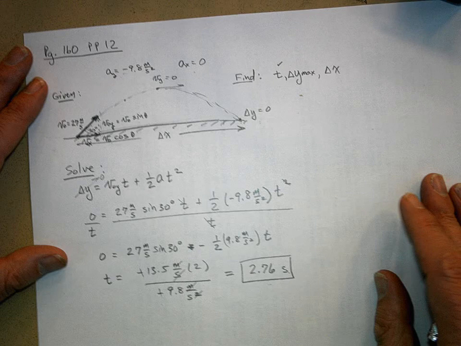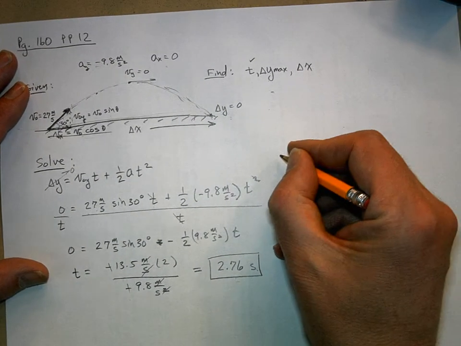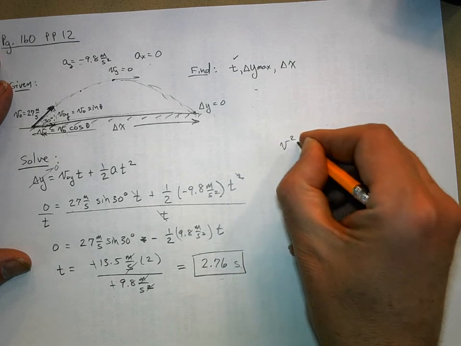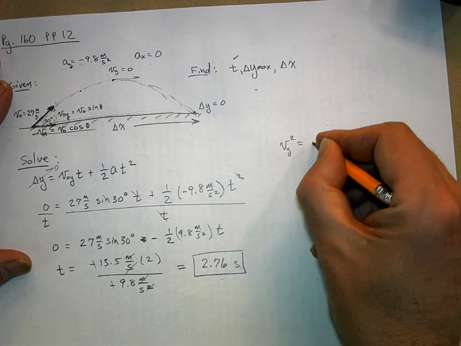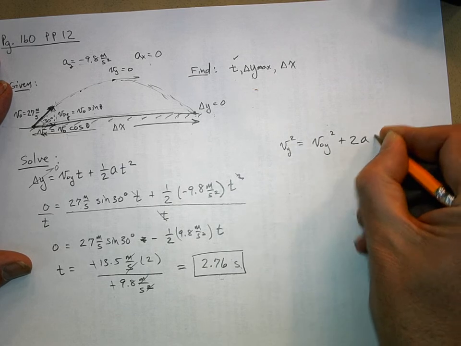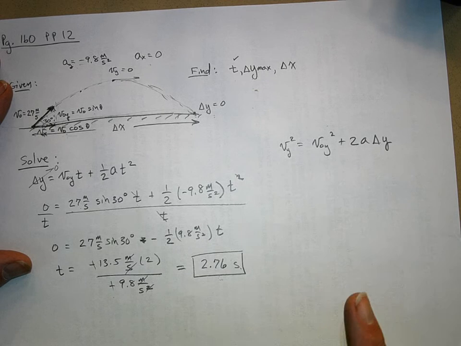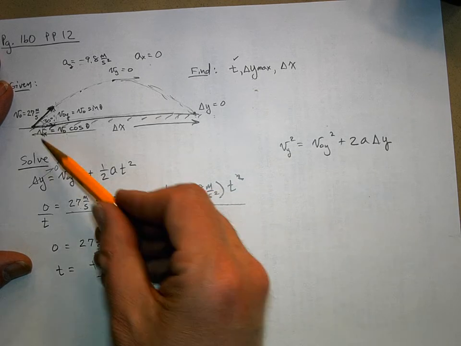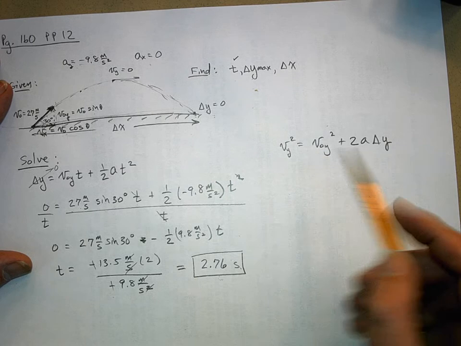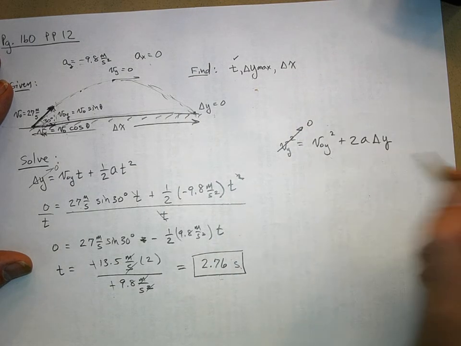Let's see, am I still on screen here? I'll start right here. Final velocity squared equals the initial velocity squared plus 2 times the acceleration times our change in y. Well, we know that when the ball gets to the very top, the final velocity in the y direction is 0. And I know what this is.